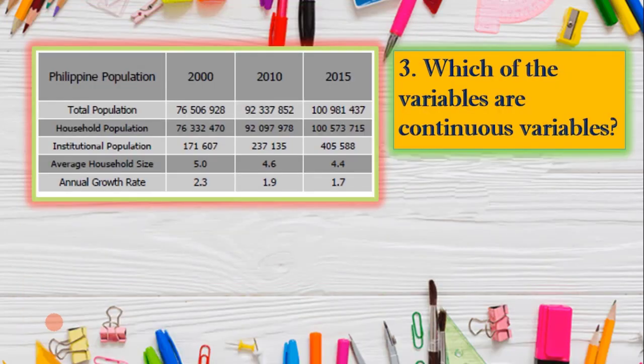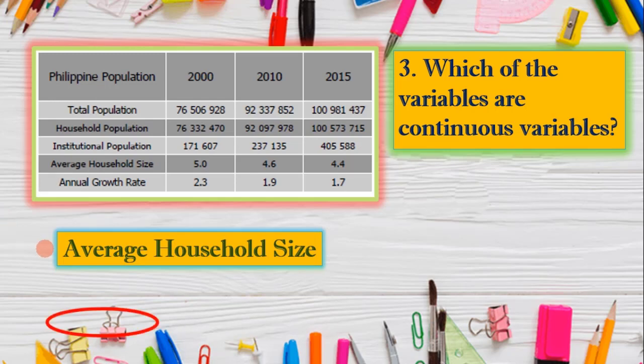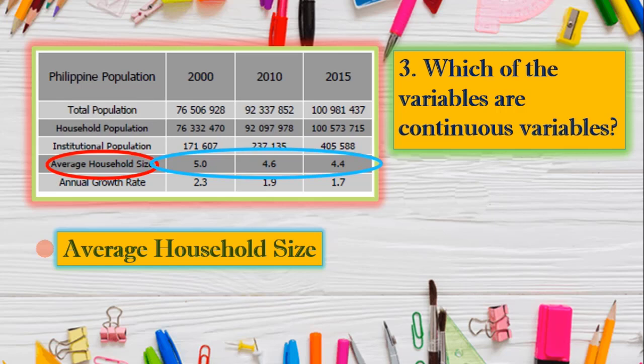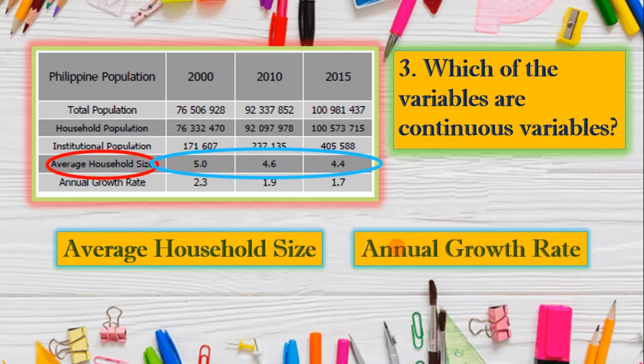Question number 3, which of the variables are continuous variables? The answer, we have average household size. You will notice we have a decimal point here for the average. That is the sign that it's a continuous variable. Other times you have fractions, so that is also considered as a continuous variable. Then we have also annual growth rate. So these are the answers for exercise number 1.